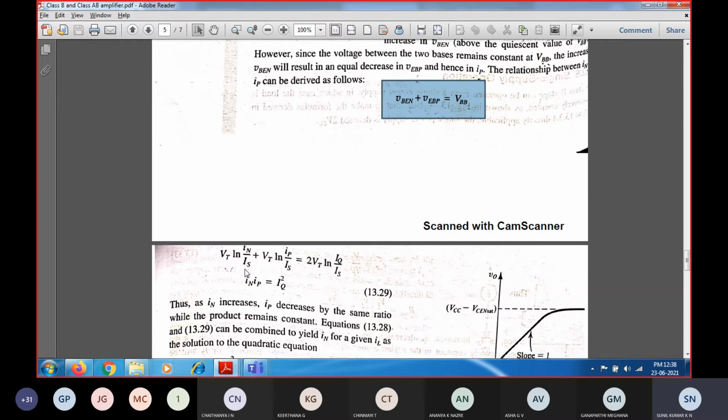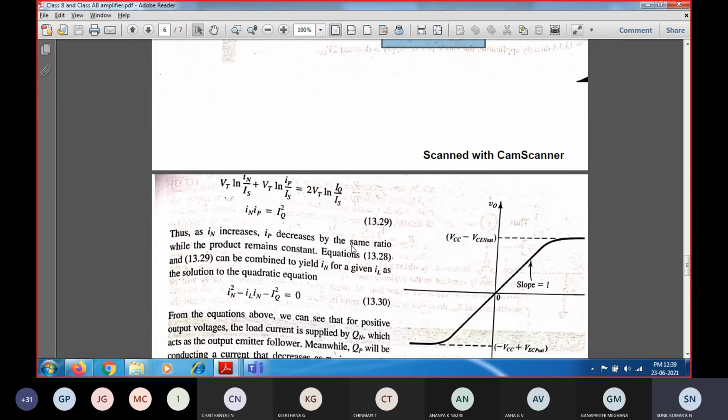So this will be equal to 2 times Vt ln of Iq by Is, because In plus Iep will be equal to Iq. So ln of Iq by Is we will be getting. So In into Ip will be equal to Iq squared. This is the relation you are going to find with respect to this expression, because we remove the log term, and you will get In Ip equal to Iq squared.